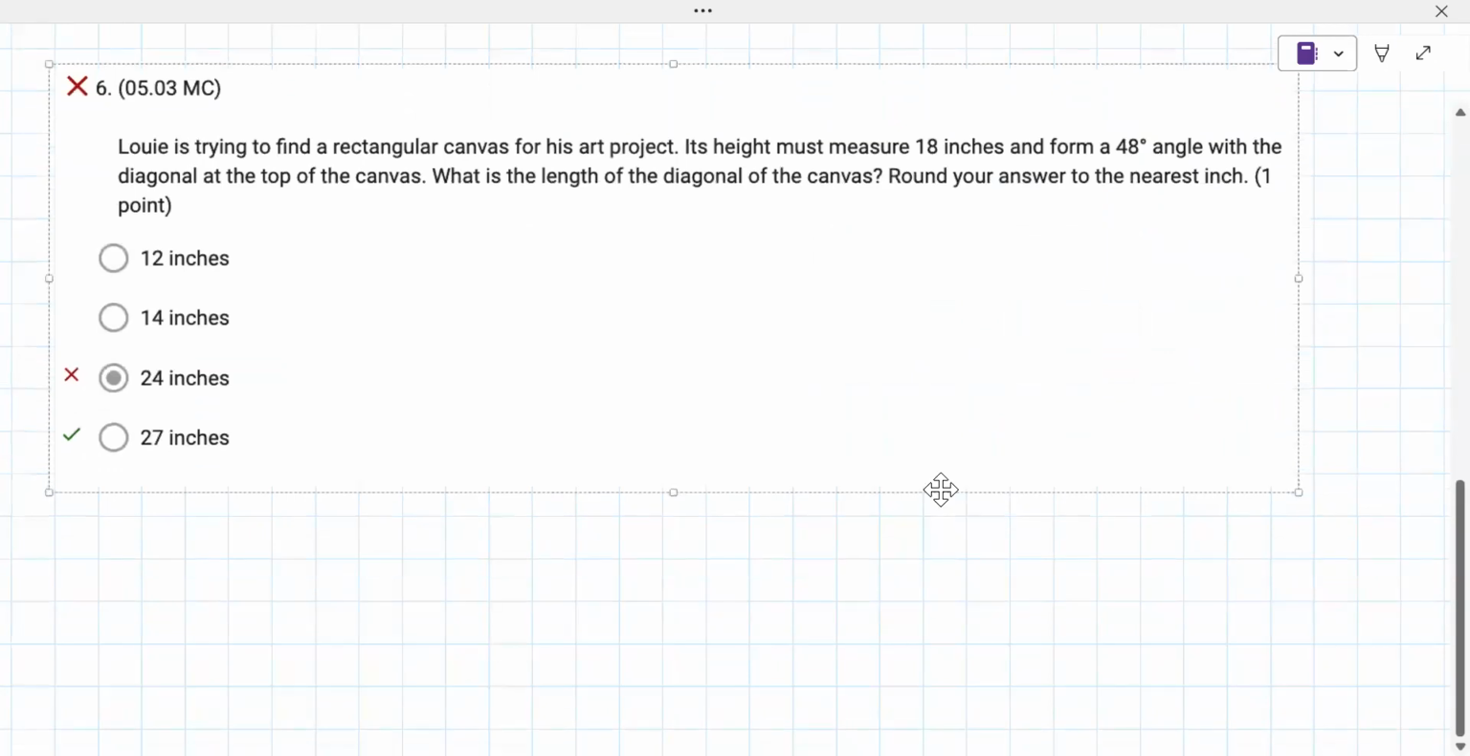All right, Liz, we're trying to find a rectangular canvas where our project's height must measure 18 inches and form a 48-degree angle with the diagonal at the top of the canvas. What is the length of the diagonal of the canvas?